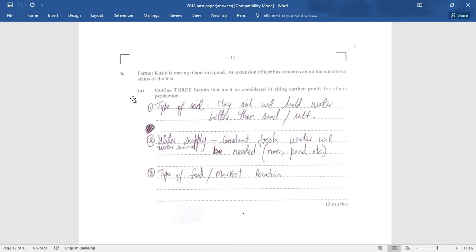And number 2, the water supply. If you're going to do fish farming, you need water supply. Alright, you need to make sure you can have a fresh supply of water. And 3, the type of feed and the market location that you want. Where your market is located is very important because more traveling would mean your fish would be more expensive.